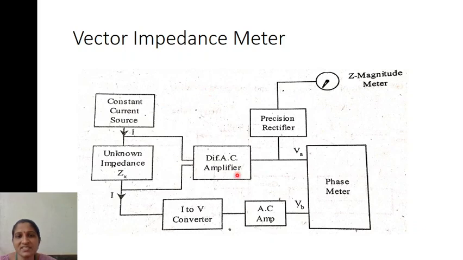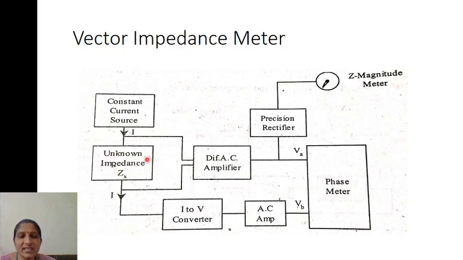Now let us see the block diagram of the vector impedance meter. Initially a constant current source is taken, which will provide a constant current. That constant current is given to the unknown impedance. Let us suppose you need to measure this impedance Zx. This Zx can be written as magnitude Zx at an angle phi. The magnitude is represented in the magnitude meter, and phi is represented in the phase meter.